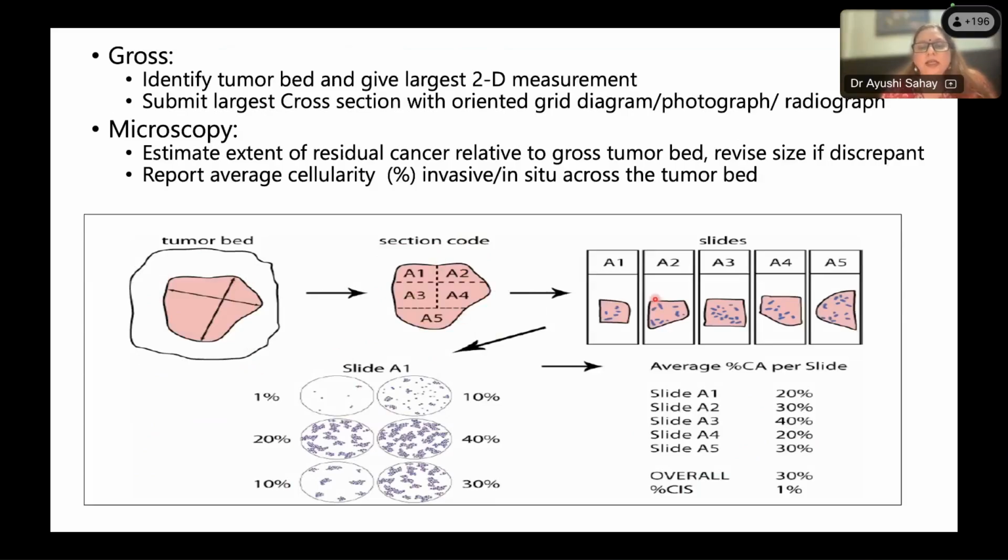Accordingly, when the sections are taken in a grid diagram, you have to label what area you have given where, and you have to measure the cellularity of the tumor in each section separately. That is the amount of tumor, not just the invasive tumor. The amount of tumor including DCIS, the cellularity, has to be assessed and then divided by the number of sections to get an overall cellularity. Besides this, you also have to mention the percentage of in situ tumor in each section, and accordingly arrive at a percentage of in situ carcinoma and invasive and the total tumor, which you have to feed for the RCB.